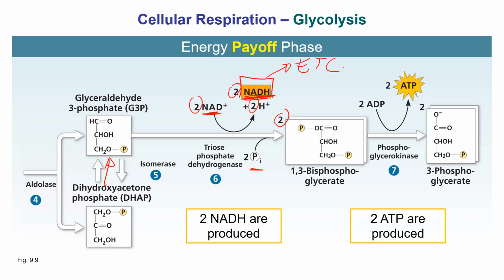At this point, we're going to actually start making ATP. So here is an ADP going in. It's grabbing this phosphate right there, and we're making some ATP. So this here is ATP being made by substrate level phosphorylation. And we get something called 3-phosphoglycerate.